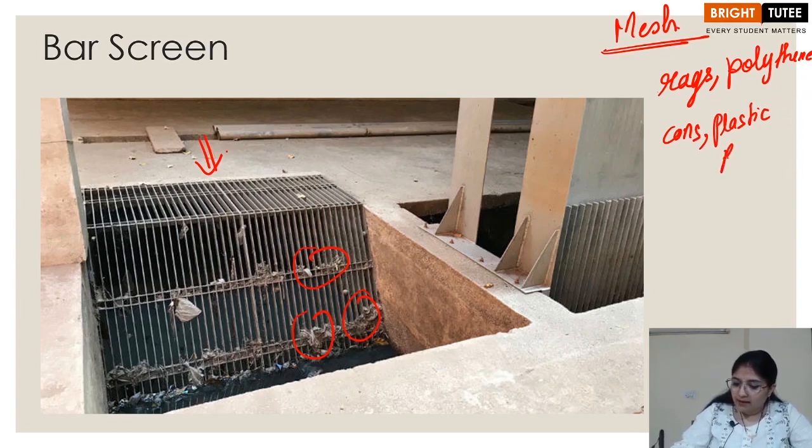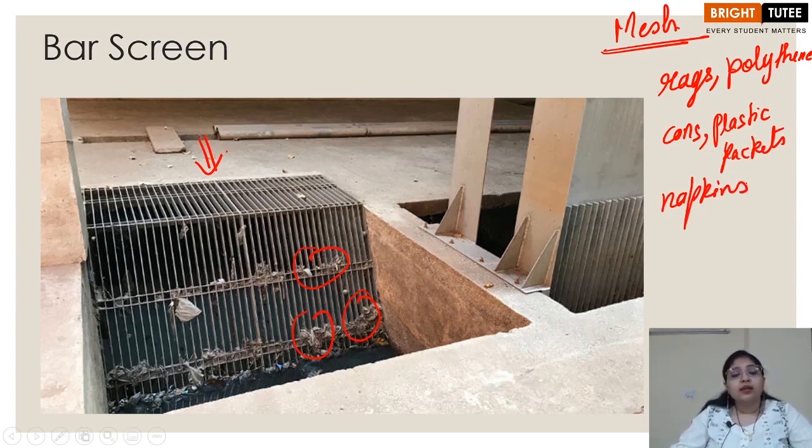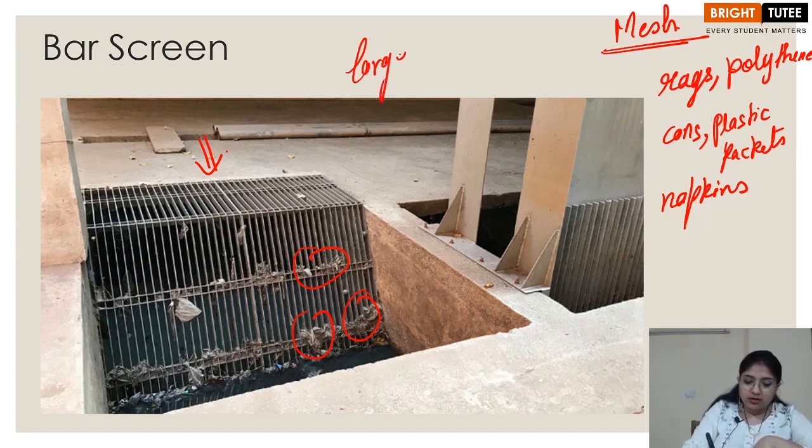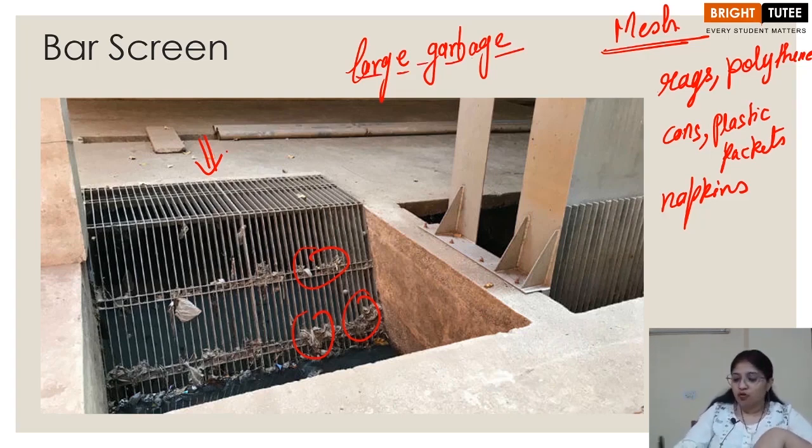Plastic packets, napkins, there can be various things that might be present in this sewage, and they get blocked at this very step. So when the water is passed through the mesh, whatever large garbage is there gets filtered out right over here, gets removed over here itself, right? Once the water is passed through the mesh, all of these things are removed right over here.